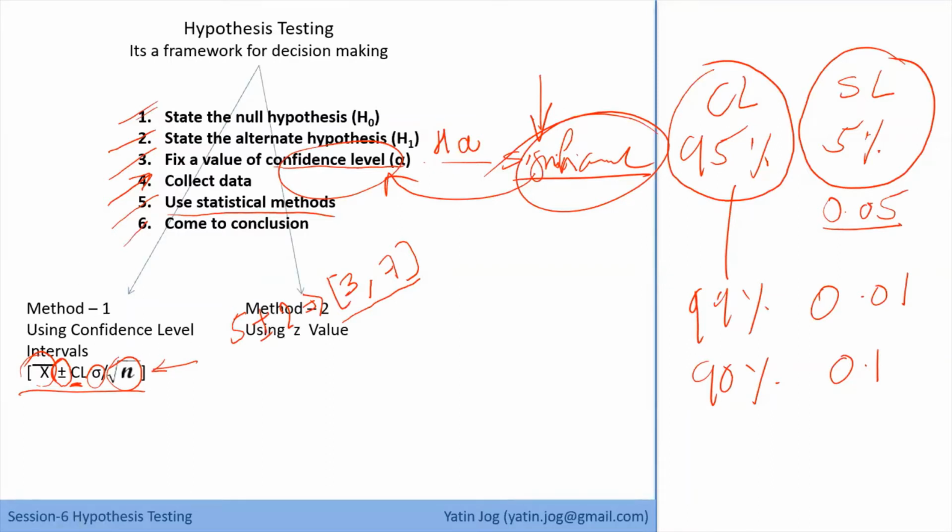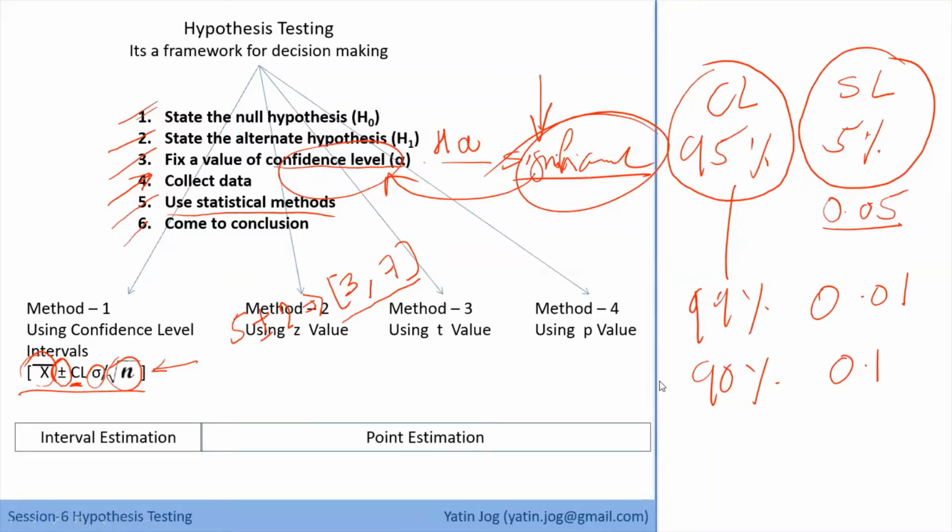Method number 2 is using Z value, which we have already done, but still we'll solve one example using Z value again for hypothesis testing. Method number 3 is using T value, which will be looked at in detail using the T table. And the last, method number 4, is using P value analysis. We are going to look at all these 4 methods in today's session.